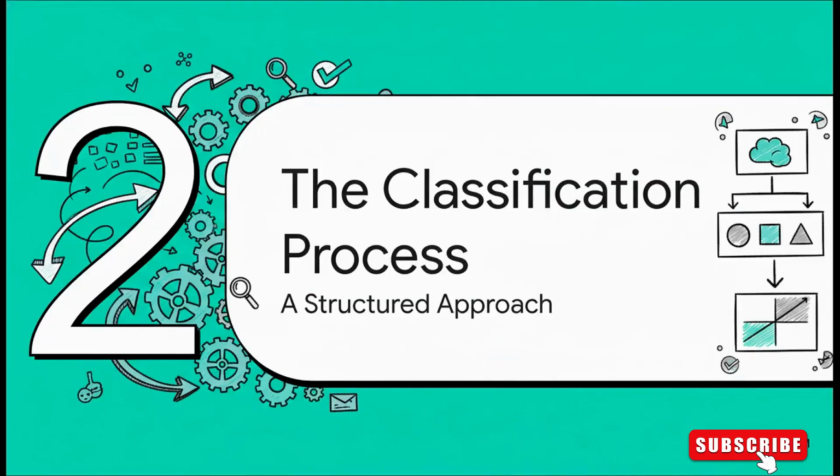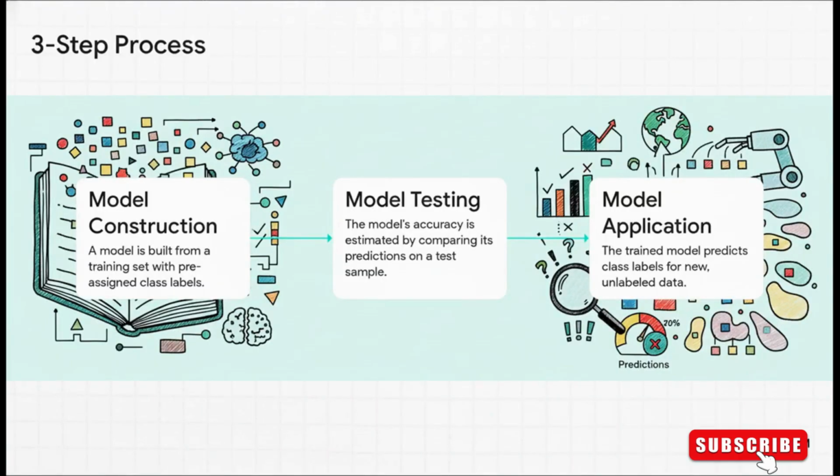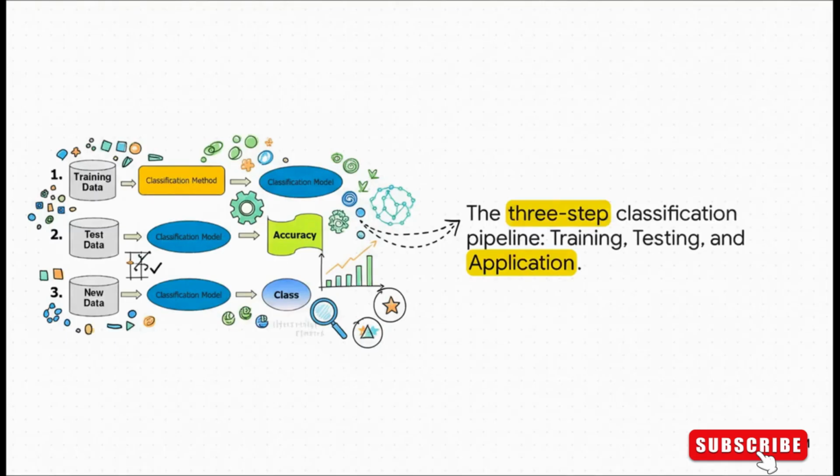Now that we've defined what classification is, let's look at how it's actually implemented. Building a useful classifier involves a clear, structured, three-step process. The process flows logically. First, in model construction, we use a training set of data where the correct class labels are already known. This is how the model learns. Second, during model testing, we evaluate the model's accuracy using a separate test set, comparing its predictions to the known labels. Finally, once the model's performance is satisfactory, we move to model application, where it's used to classify new, unlabeled data. And this diagram illustrates that entire pipeline, showing the flow from the initial training data through testing and on to a final class prediction for new data.